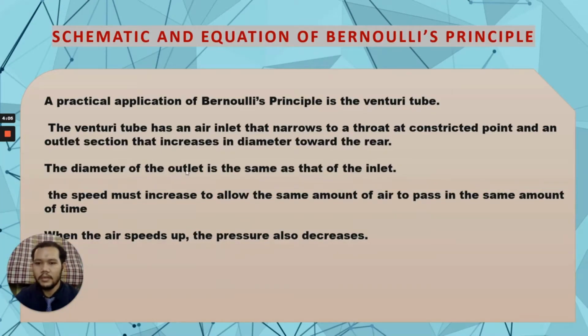A practical application of the Bernoulli principle is the venturi tube. The venturi tube has an inlet that narrows to a throat at a constriction point and an outlet section that increases in diameter towards the rear. The diameter of the outlet is the same as that of the inlet. The speed must increase to allow the same amount of air to pass in the same amount of time. When the air speeds up, the pressure also decreases.